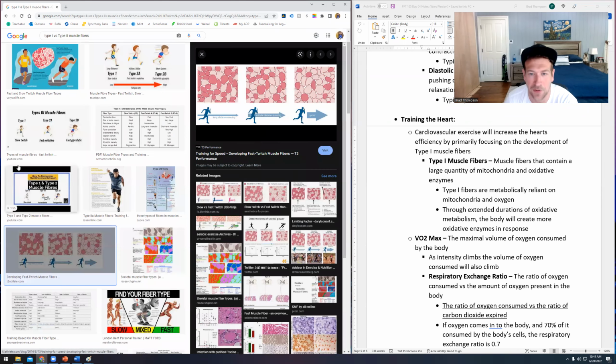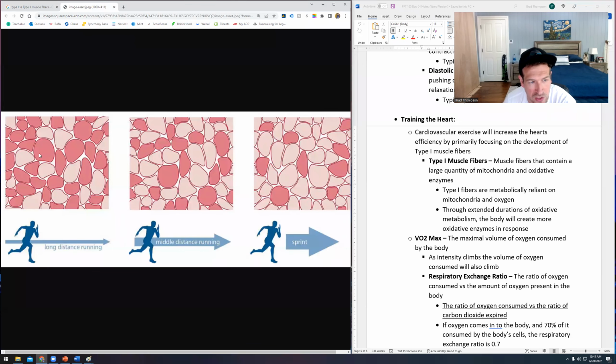So here's sort of the difference between type 1 and type 2. You'll see the dark red fibers are type 1 fibers, meaning that they get a lot of blood flow. Whereas these type 2 fibers, the white fibers, are getting less blood flow. You can see this has very little red fibers and a whole bunch of white fibers. This is a type 2 muscle fiber. This is a type 1 muscle fiber.